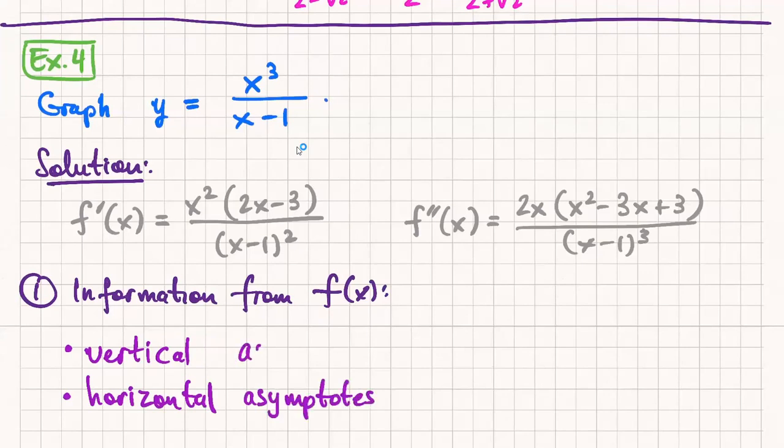So what do we get for vertical asymptotes? Both of these should actually be pretty quick. What do we get for vertical asymptotes? Just x equals 1, right? And what do we get for horizontal asymptotes?